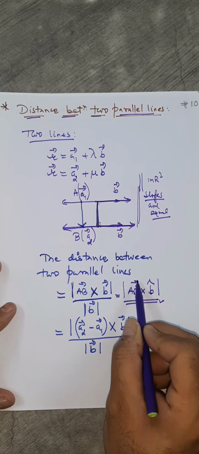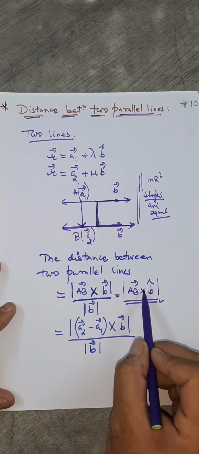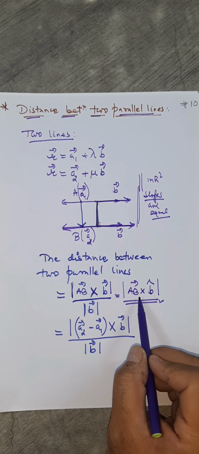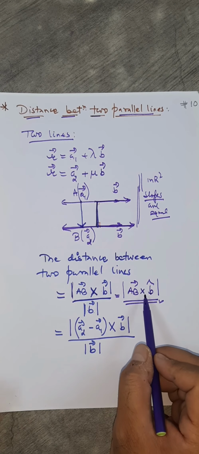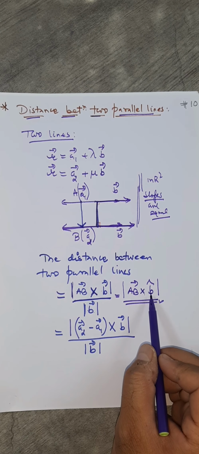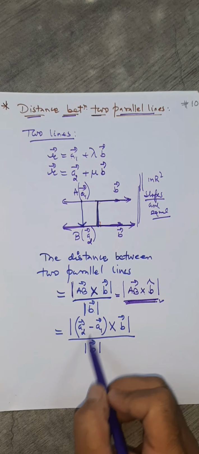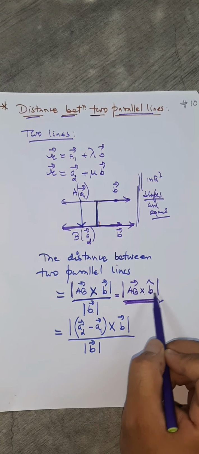AB cross B cap. What is AB? Two fixed points on these two parallel lines. Remember, here it is a cross product. In the previous formula you had a dot product. B cap is a unit vector in the direction of the given line. So you need to use this. Once you know this, you can write this very easily.